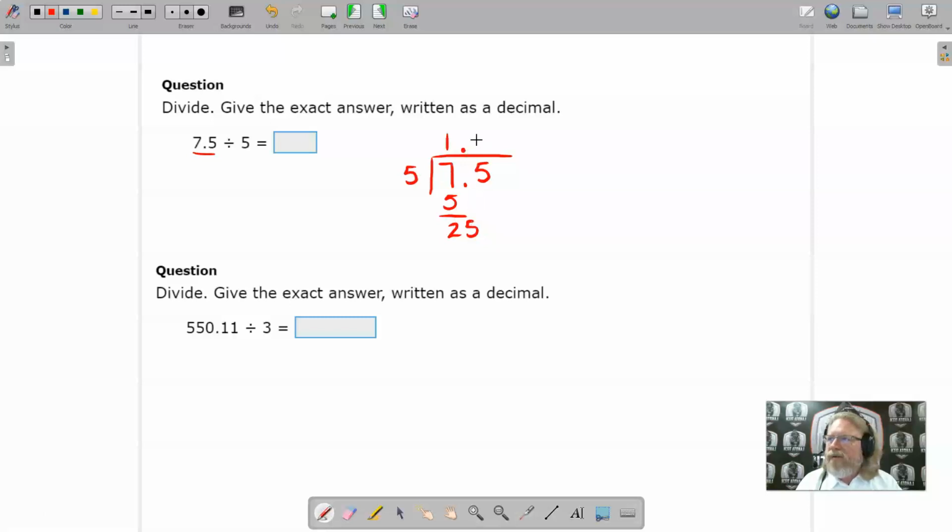And 5 will go into 25 5 times. 5 times 5 is 25. And 25 minus 25 is 0. So we got to 0. We know that we are finished. So 1.5 is our final answer.